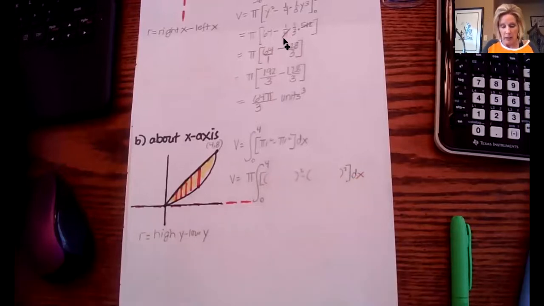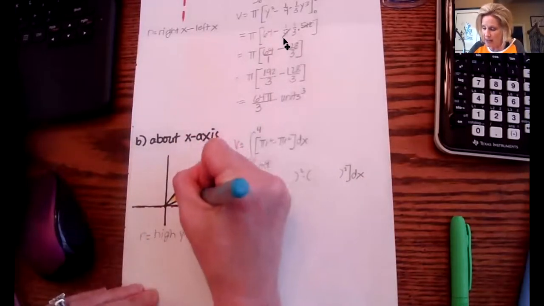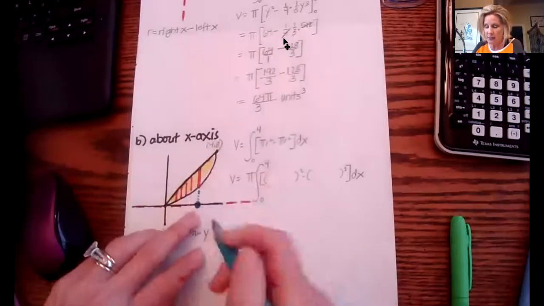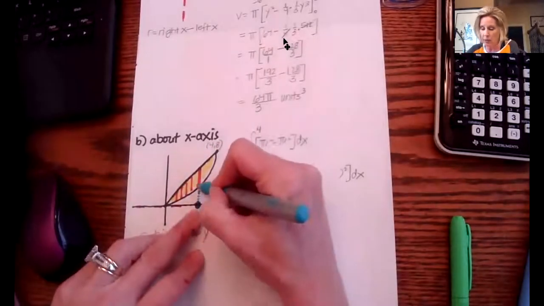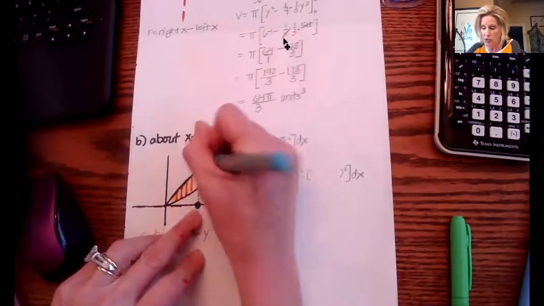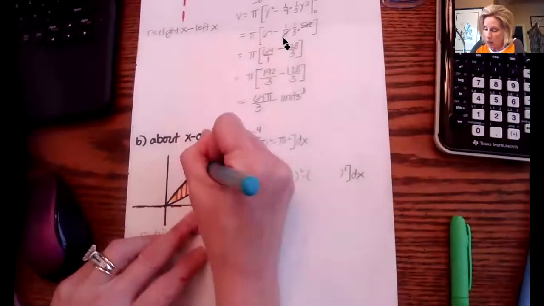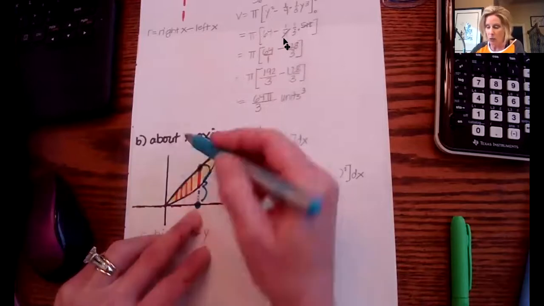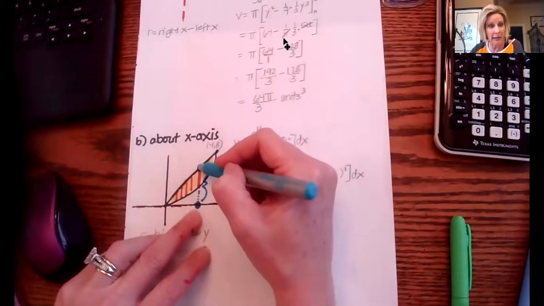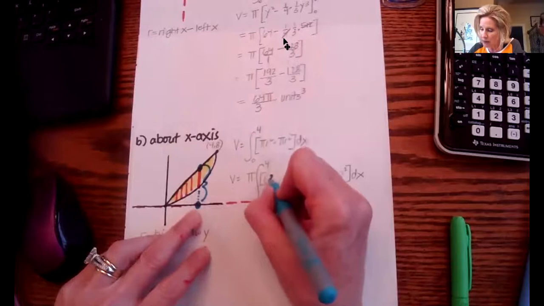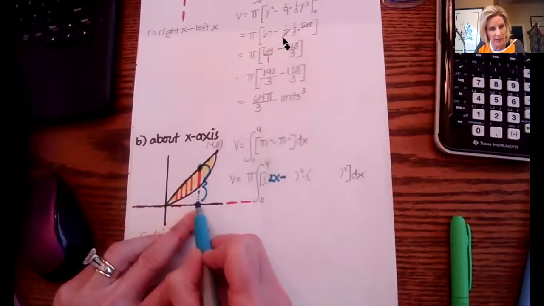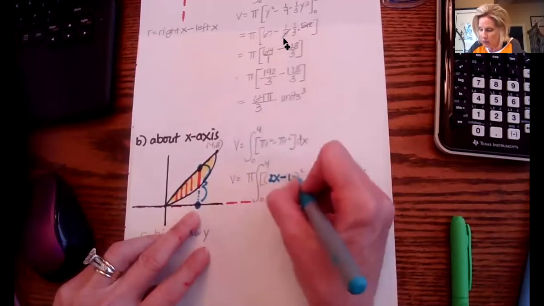So let me do high. If I extend, I'm going to go from the axis of revolution to the point that's furthest away on the red stripe, that's there. So my outer radius is there. High y is the y of the line, that's y equals 2x. Low y is the y that sits on the x-axis, that's y equals 0.